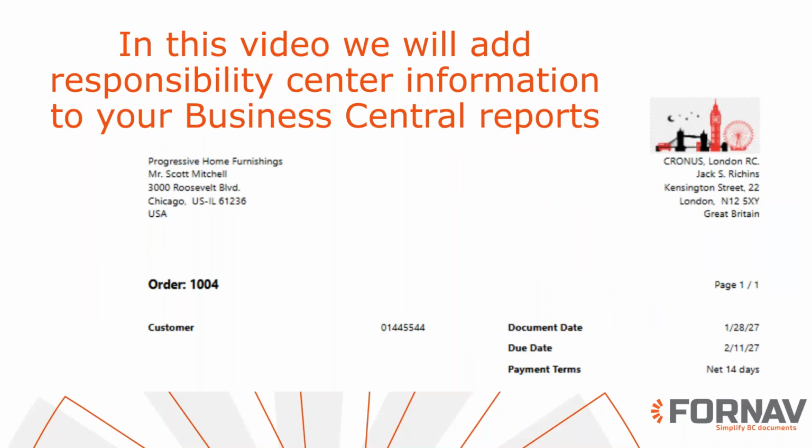Today, we're going to explain how to add Responsibility Center information to your Business Central reports. Responsibility Centers may be seen as a separate office in Business Central, and as such, they have their own address, email, and website information. Of course, when we send documents from a specific responsibility center, we also want to use that responsibility center's address on our documents. Fortunately, FONAF makes this easy. Let's have a look and see how it works.